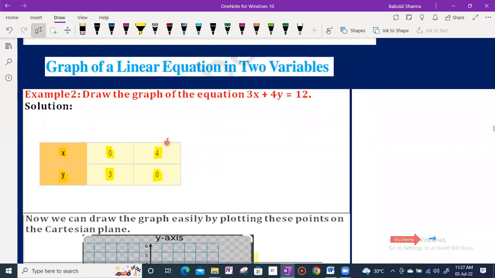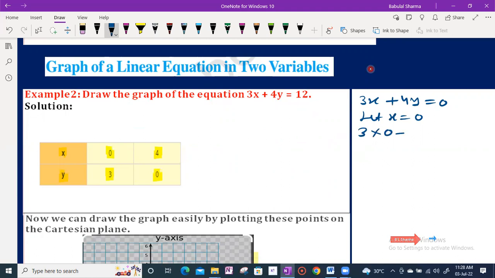Then next example, draw the graph of the equation 3x plus 4y is equal to 12. इसका ग्राफ बनाइए. We know that linear equation in two variables, the graph of the linear equation in two variables is always a straight line. So पहले हमें इसके 3 solutions find out कर लेने चाहिए. देखिए, here it is 3x plus 4y is equal to 12. So let x be any real number.